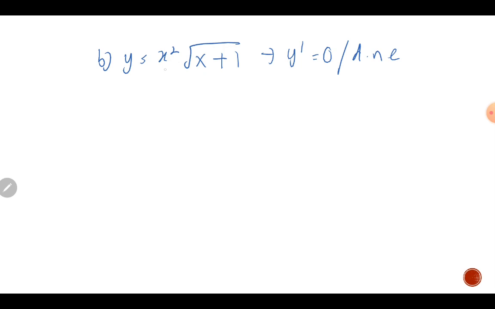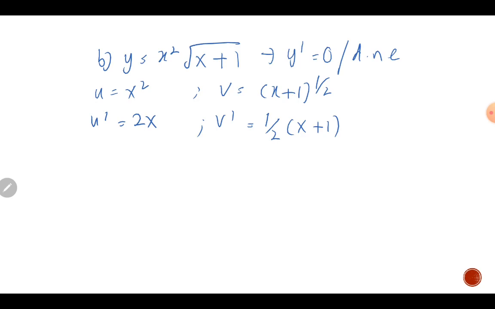Dan tengok function ni we have two function kan, x square and square root of x plus 1. So to be safe, let u equals to x square. Another one v ni saya lagi prefer saya buat kuasa 1/2 instead of root. So you have u prime is equals to 2x and v prime kat sini kita akan dapat half x tambah 1 kuasa negative half. Differentiate x tambah 1 kat dalam ni, just darab dengan 1.